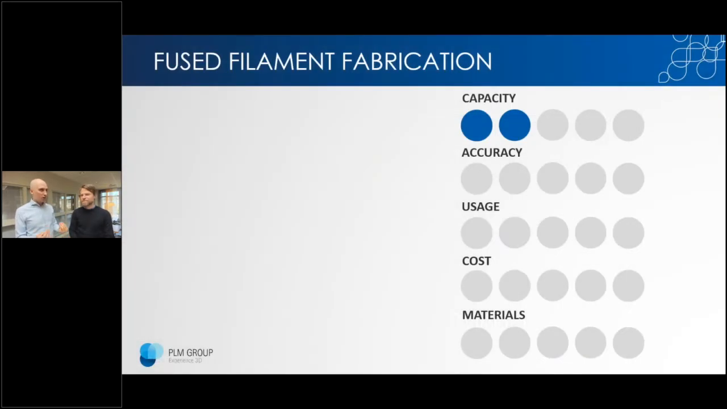Capacity for FFF is generally quite low because of its low printing speed. It's like a mechanical system that needs to pass over the build plate and create the geometry. But it usually has, or can have, quite a big printing volume, which increases the capacity somewhat. Right. The next rating is accuracy.